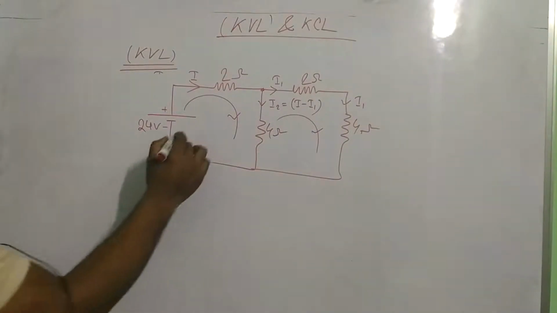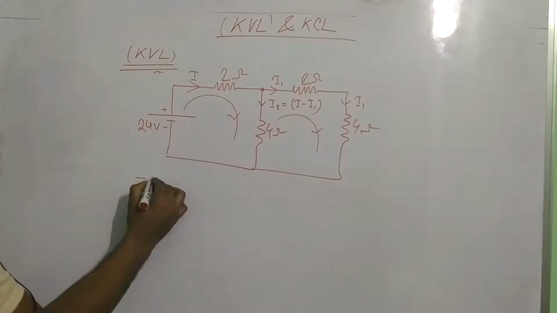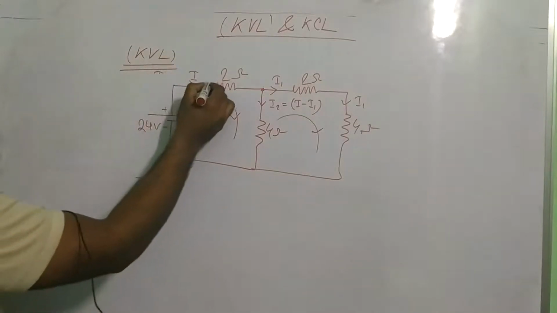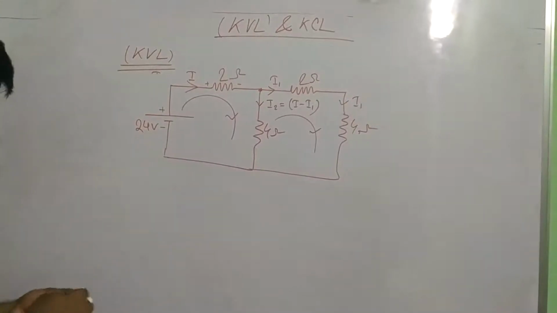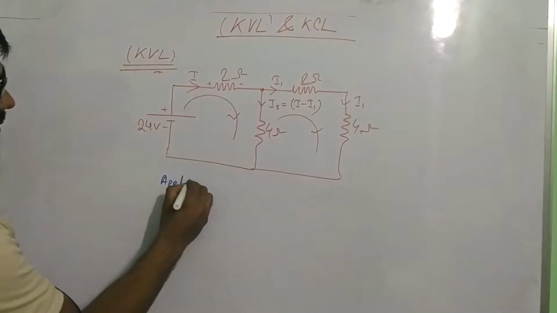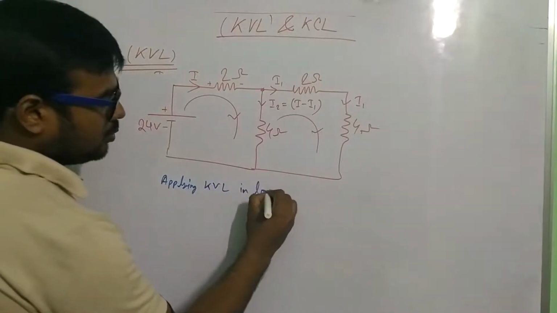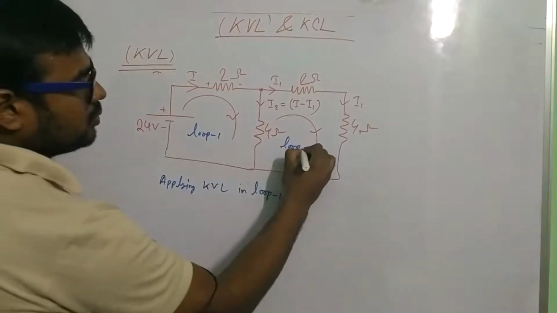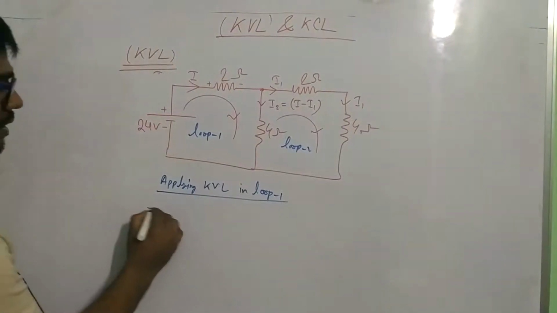So at first from here we go. The first term is minus 24. Then where the current enters a resistance, this is plus and this is minus. So at first you write down applying KVL in loop 1. This is loop 1. This is loop 2.